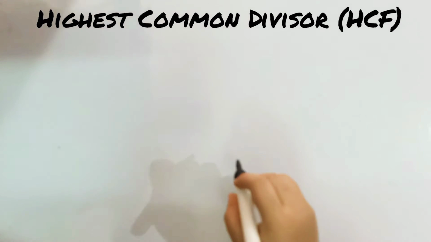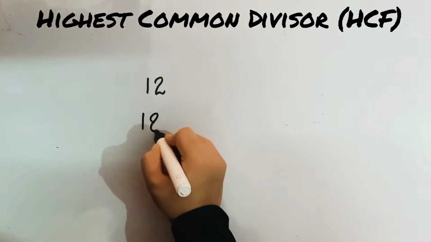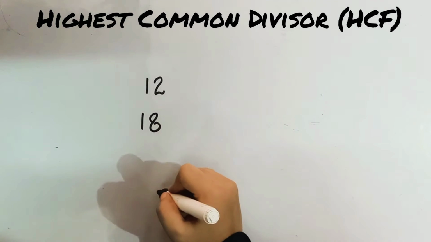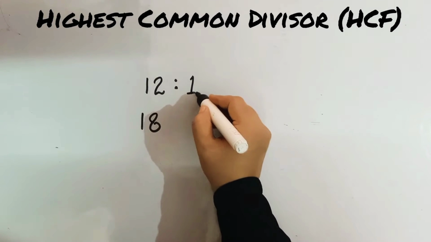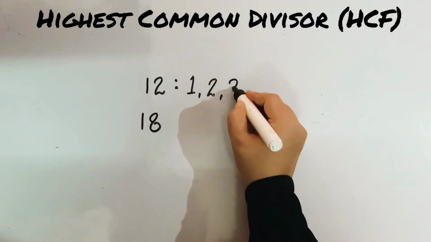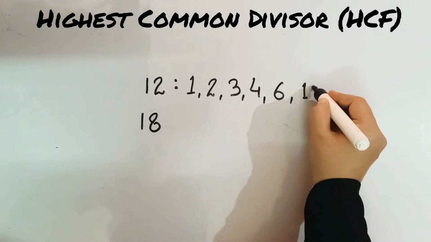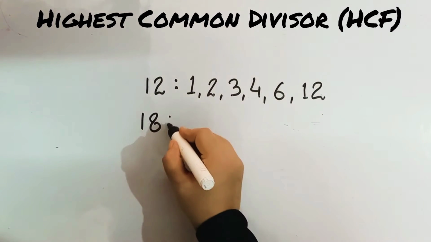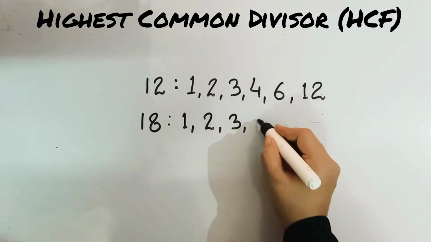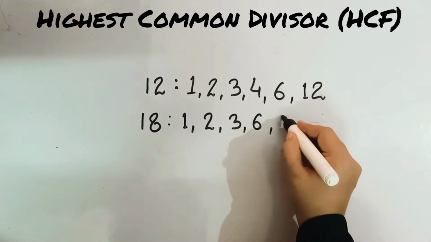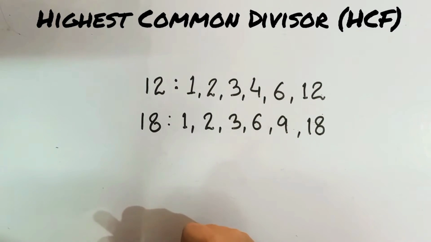For example, there are two numbers, 12 and 18. So let's find out the factors of 12 and 18 first. What are the factors of 12? Yes, 1, 2, 3, 4, 6 and 12. Now what are the factors of 18? 1, 2, 3, 6, 9 and 18. So these are the factors of 12 and 18.